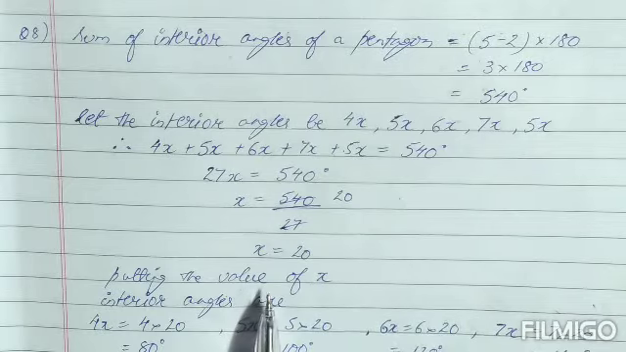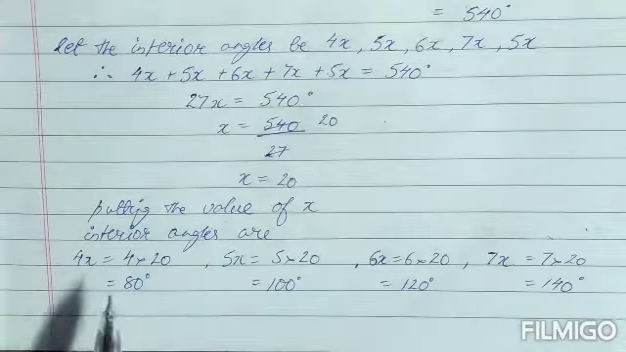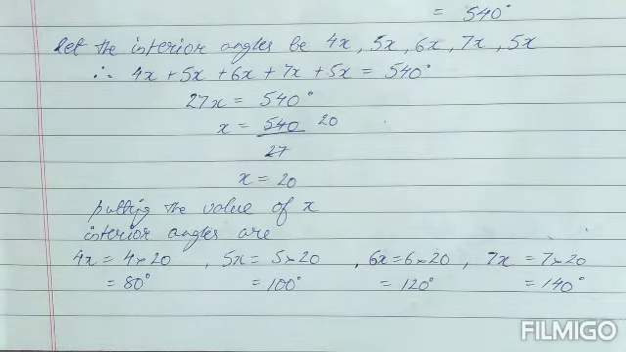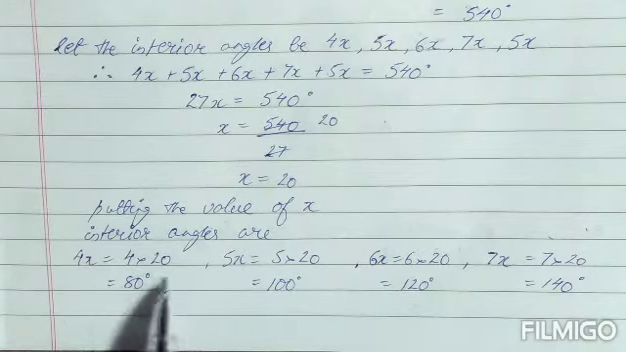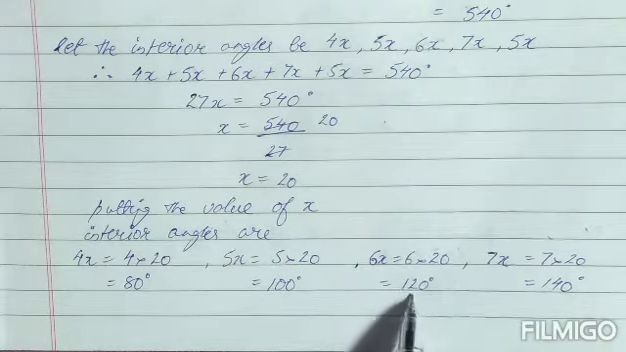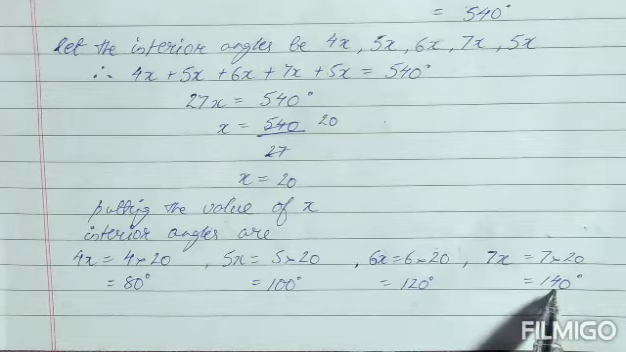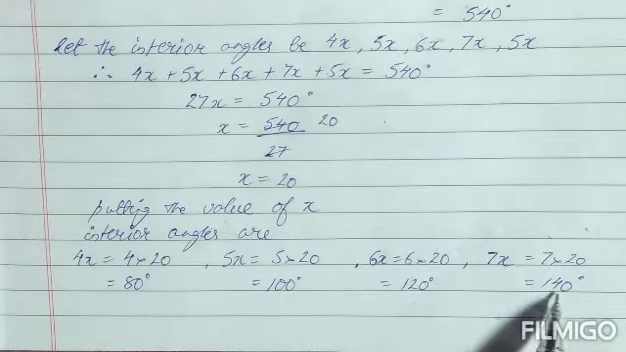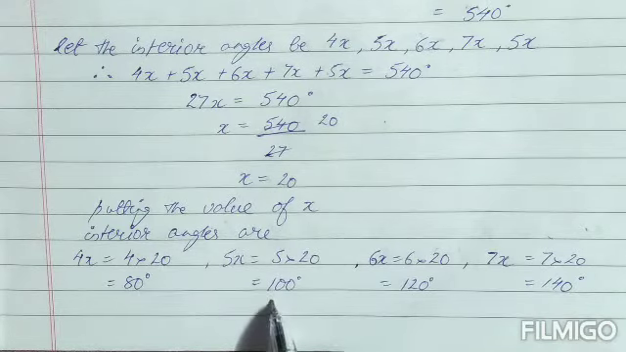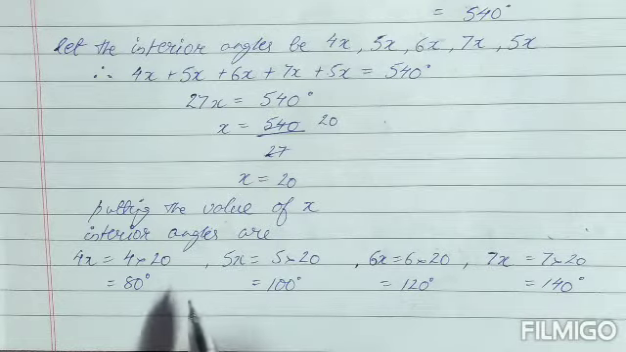So in the next step, what are we going to do? We are going to put the value of x. Then 4x will be 4 into 20, which is equals to 80. 5x is 5 into 20, which is 100. 6x is 6 into 20, which is 120. 7x is 7 into 20, which is 140. And once again, we had 5x, so that will be again 100. So this is how you calculate all the interior angles of a pentagon, which are given in the form of ratio.